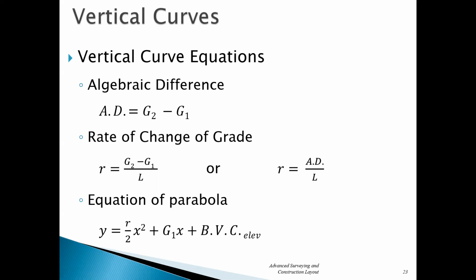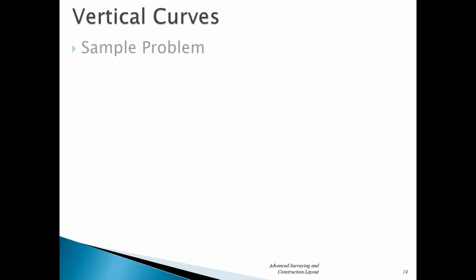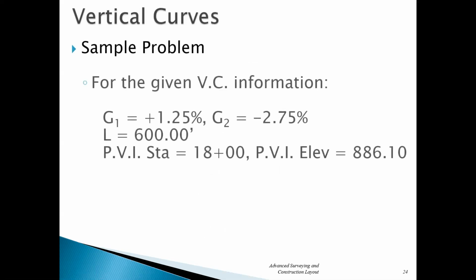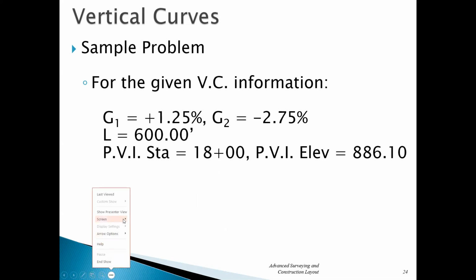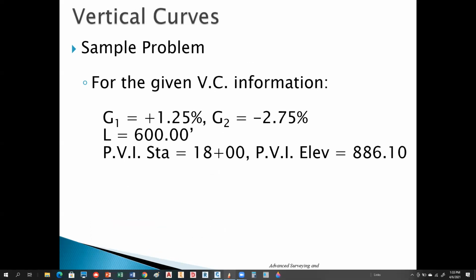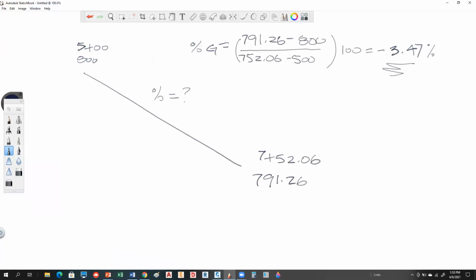Okay, so let's take a look at an example here. So here's a sample problem. We're given a vertical curve, grade in, grade out. We have an L and we have a PVI station and a PVI elevation. And what we're going to do is solve some things for this curve, okay? And let me flip it over to the other board here. So if you have any questions while I'm doing this, just stop me, okay?